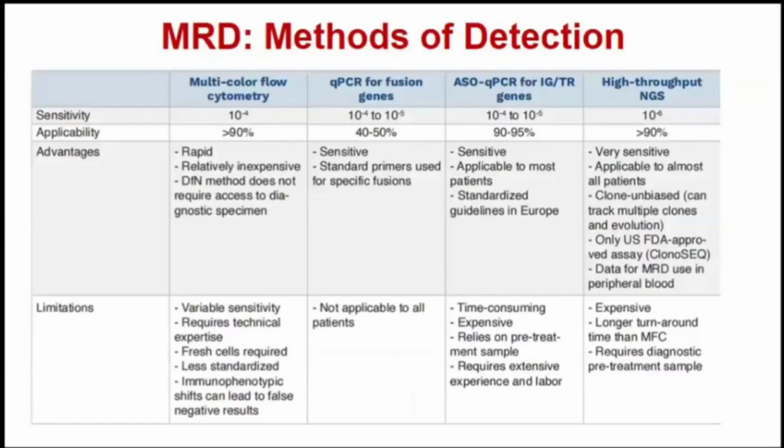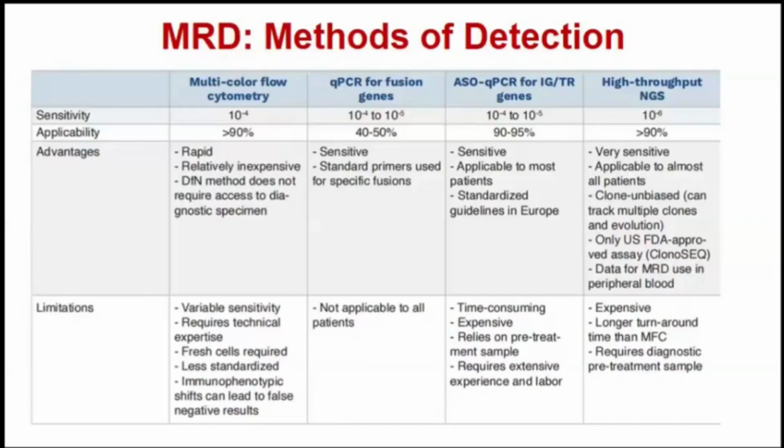We have multicolor flow cytometry. We have qPCR for fusion genes, then ASO qPCR for immunoglobulin T cell receptor genes, and high throughput NGS. So you can see the sensitivity keeps on increasing as you go towards the NGS side. And the applicability, however, reduces. In our country, if you're talking about the Asian population, the majority of the centers are still using flow cytometry. Very few centers are using the molecular based MRD methods.